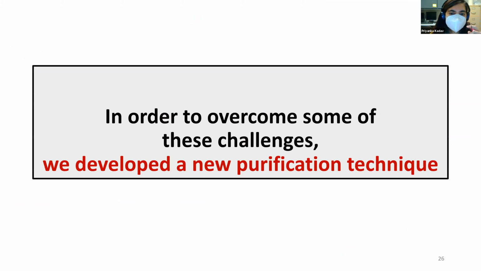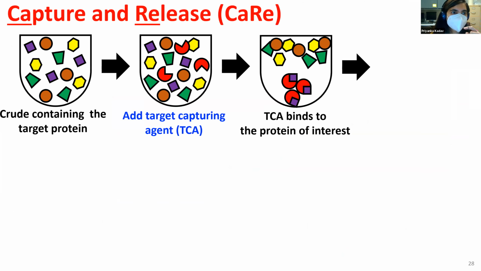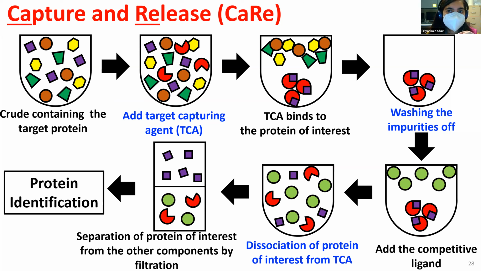In order to overcome some of these challenges of the conventional protein purification techniques, we developed a new purification technique, which we named capture and release, or in short, CARE. In this CARE technique, in step number 1, in the test tube, we have the entire crude, which has the mixture of samples. Along with that, we have our target protein. The purple is our target protein.